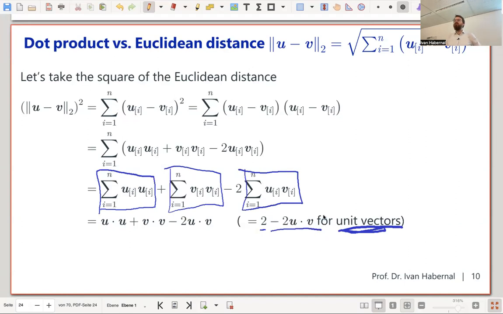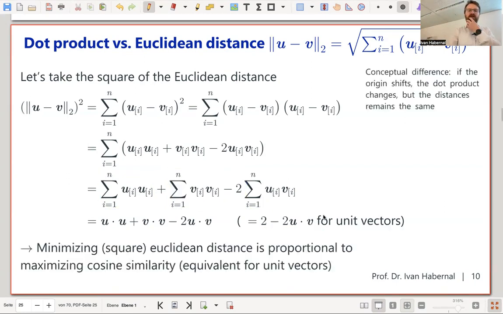Okay, so there is a clear formula for the distance of two vectors and their dot product in terms of the angle they're taking. So there is some correspondence. And it also means that minimizing the squared Euclidean distance is proportional to maximizing, because we have a minus here, the cosine similarity. And it becomes not proportional, but equivalent for unit vectors.